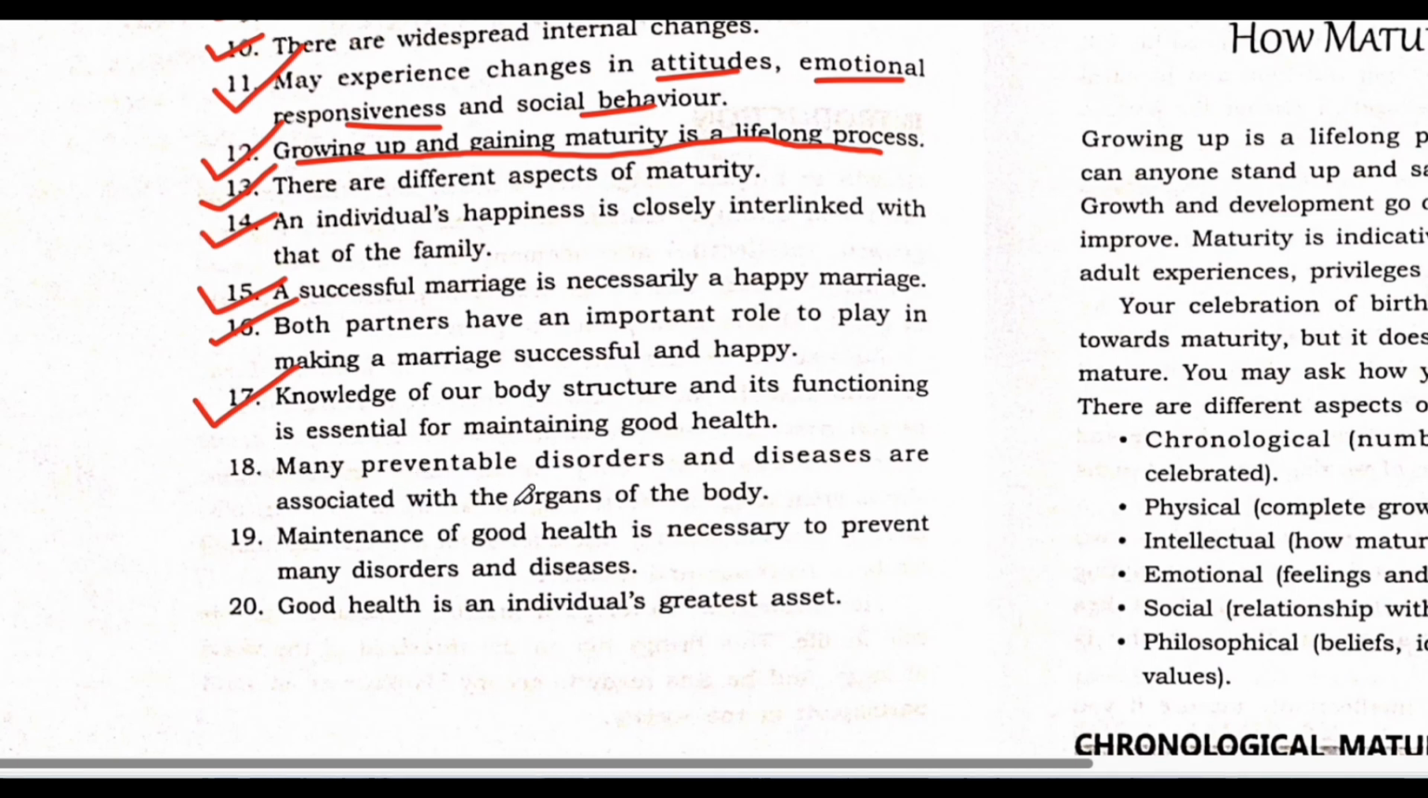Now, many preventable disorders and diseases are associated with the organs of the body. See, about disease you will get an entire dedicated chapter. So maintenance of good health is necessary to prevent many disorders and diseases. See, as I say, cleanliness is next to godliness. What's that? Cleanliness is next to godliness. So this is what you have to believe and follow. Good health is an individual's greatest asset.